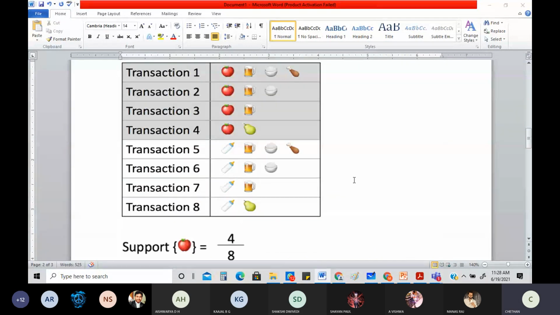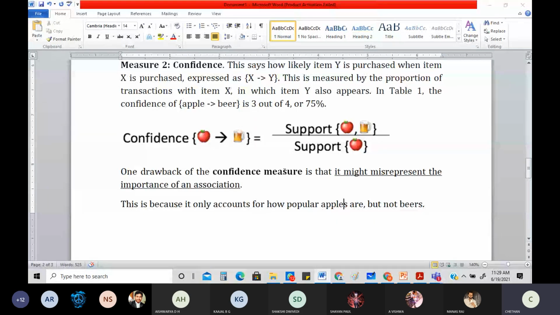When you're talking about confidence of X tends to Y, even though you're taking tomatoes with regard to beer, tomatoes are not the most popular items. It's the beer that is the most popular item here. Okay, so the drawback of the confidence measure is that it might misrepresent what? The importance of an association. Why? Because it only accounts for how popular apples are, but not beers. This is something that you got to keep in mind.